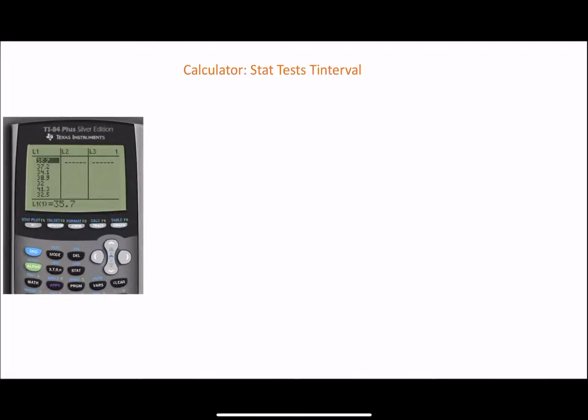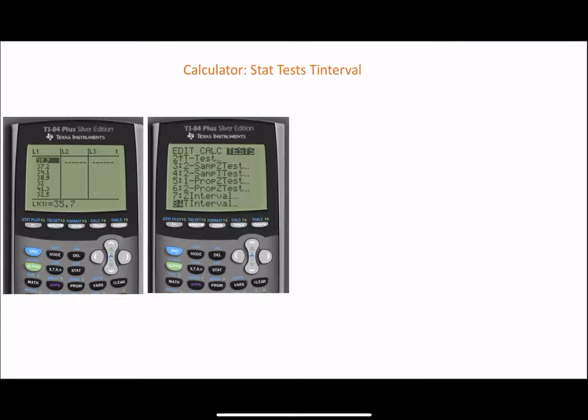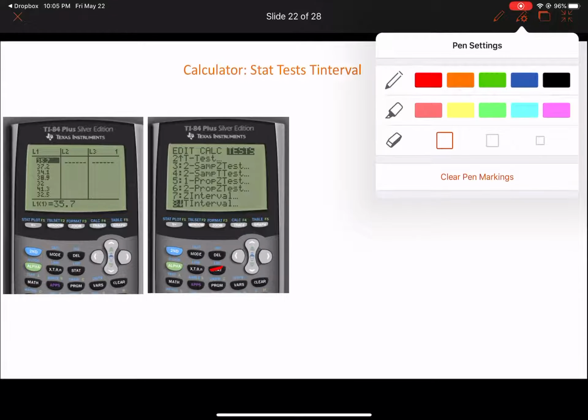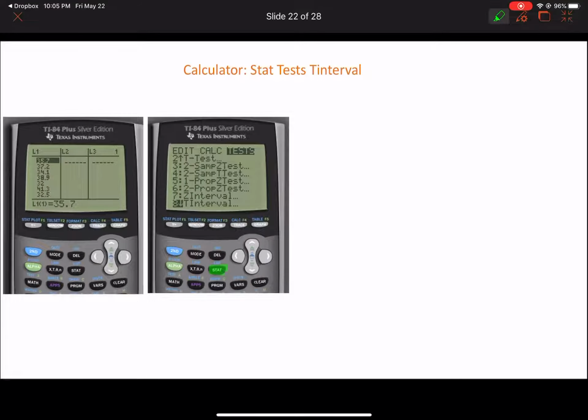Okay, let's take a look at our calculator. The first thing you want to do is put all of your data in the L1. So you know how to get here. We've been doing this the whole time. So put that into the L1. Then go to stat right here and then go over to tests, just like we did on the last one.